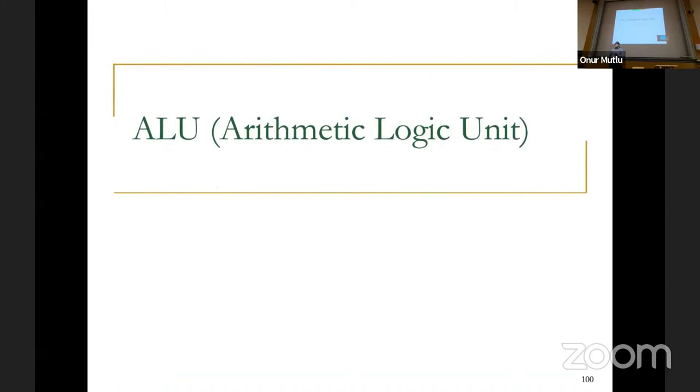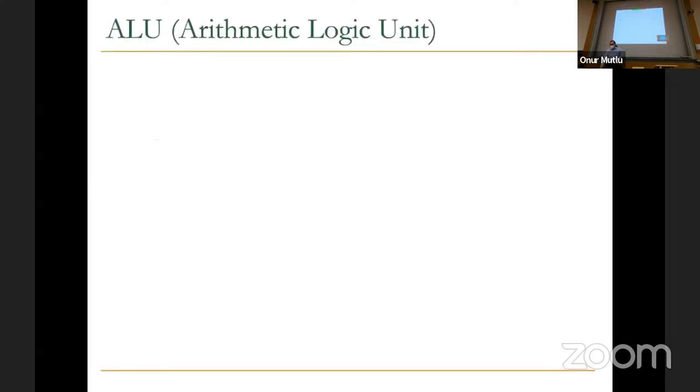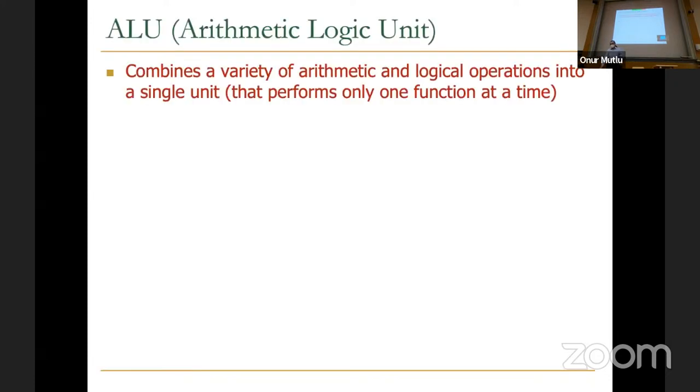You will see this when we build a processor. It's actually important. This arithmetic logic unit does different arithmetic operations. Instructions specify what arithmetic operations can be carried out, what logical operations can be carried out. I'm going to give you one example from your book. Basically, it's a larger block that combines arithmetic and logical operations into a single unit. Now we're building bigger blocks. But it performs only one function at a time. Of course, you can potentially separate into multiple and perform multiple functions.